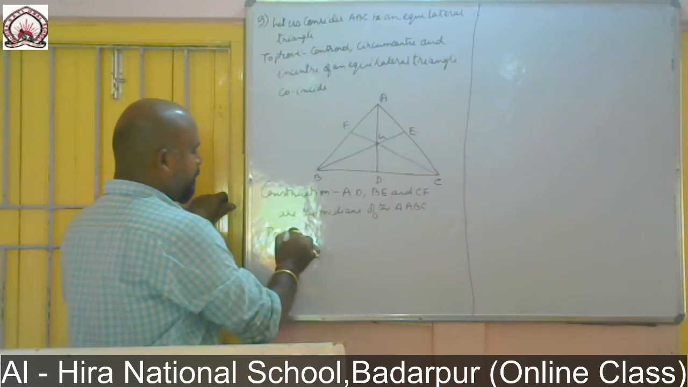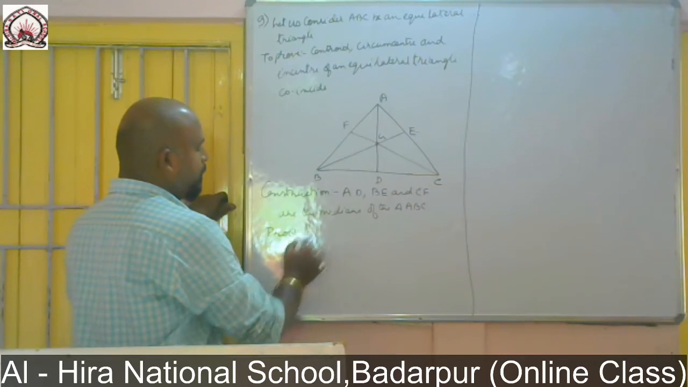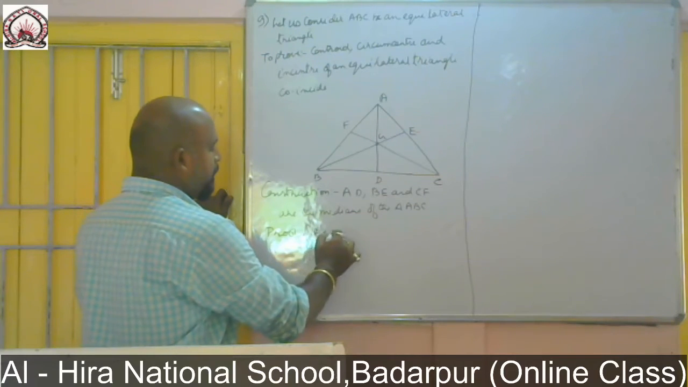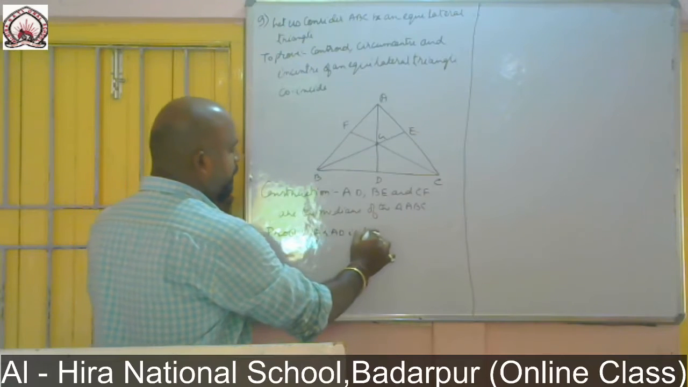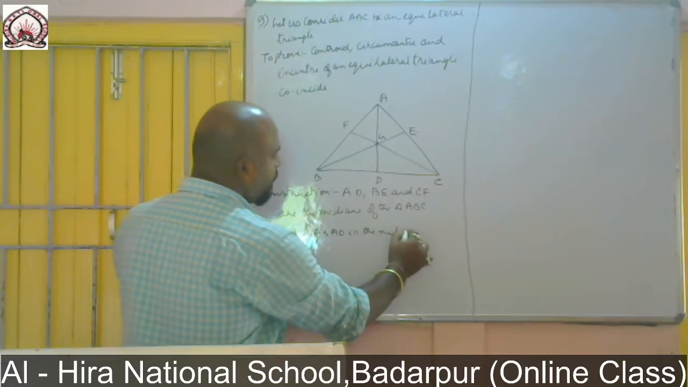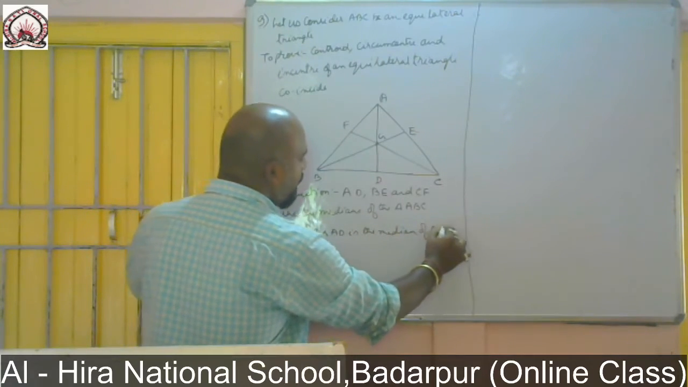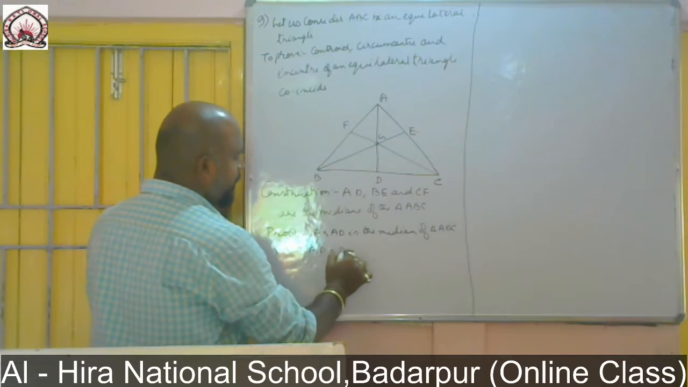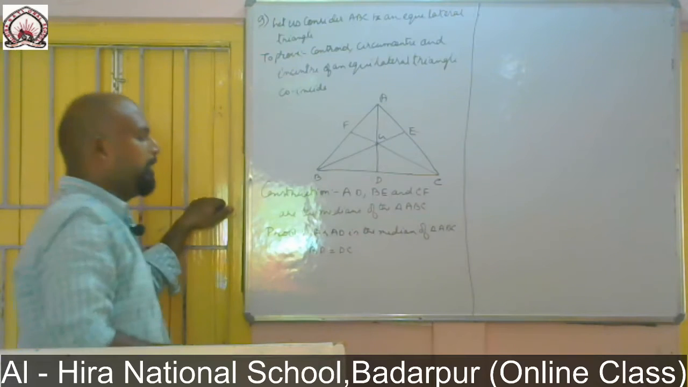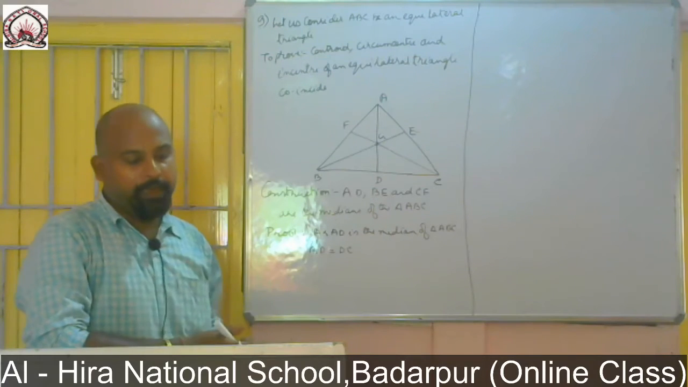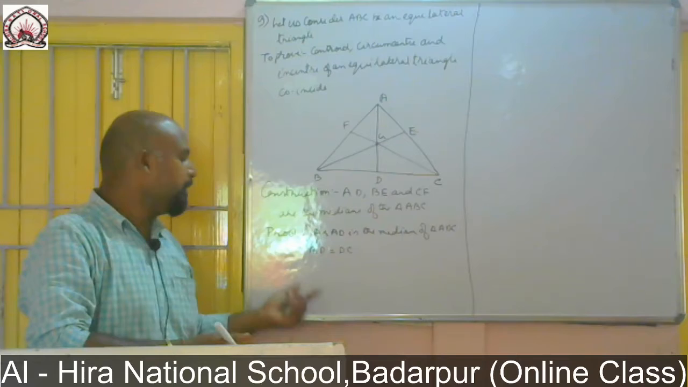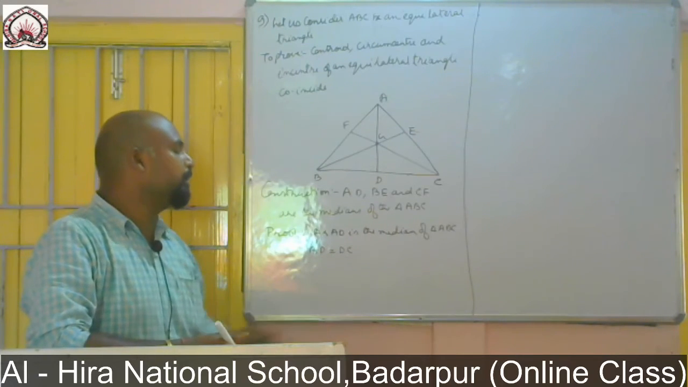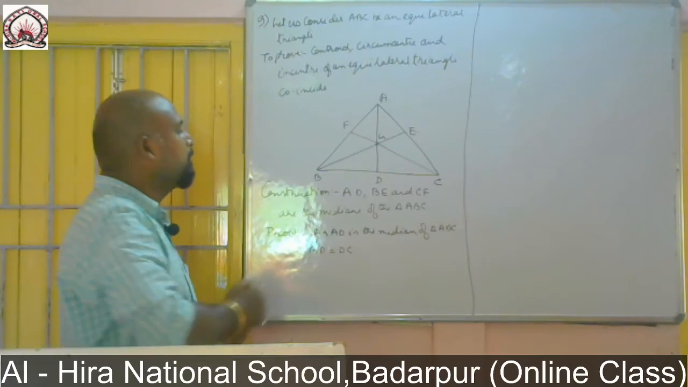Now proof. As AD is the median of the triangle ABC, so BD equal to DC. As AD is the median of the triangle ABC, then what can you say? BD equal to DC. Okay.